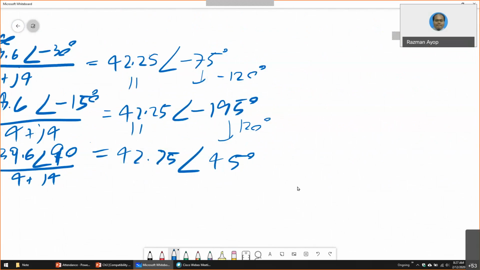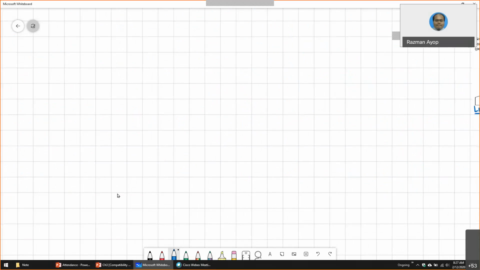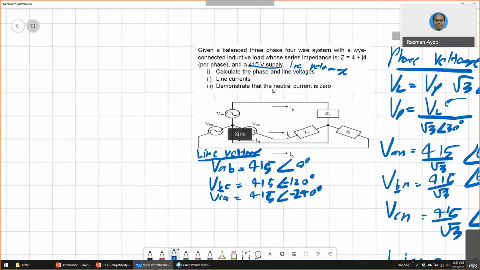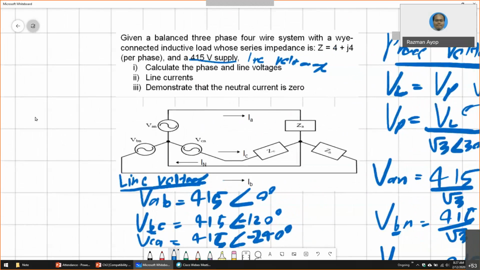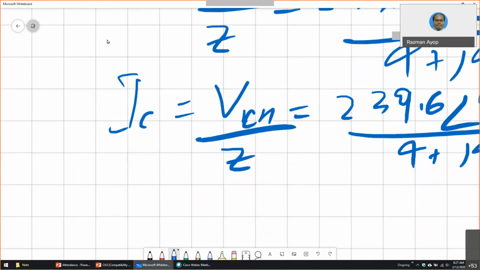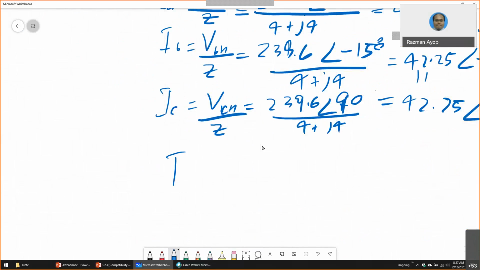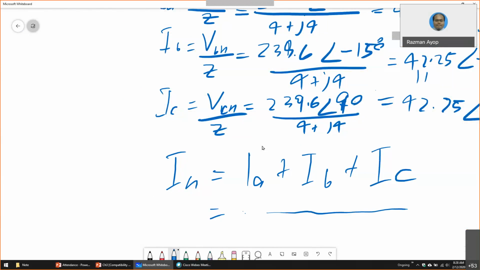Okay, this is how to do it. You answer the line current. This one demonstrates that the neutral current is 0. Remember the formula? IN equals IA plus IB plus IC. So you just add everything together, and the answer should be 0 for a balanced load.